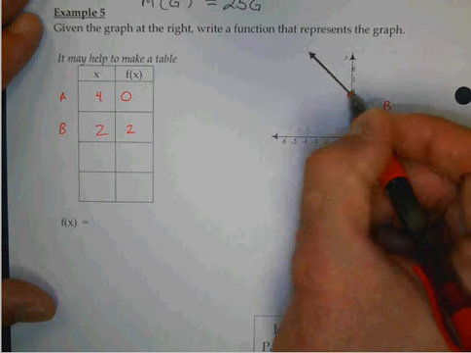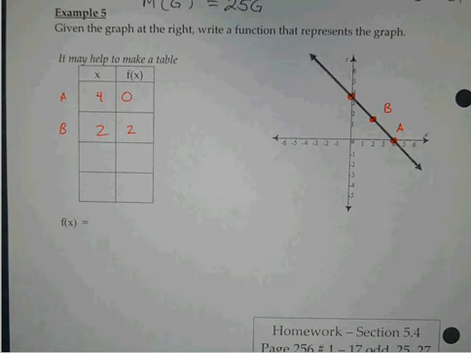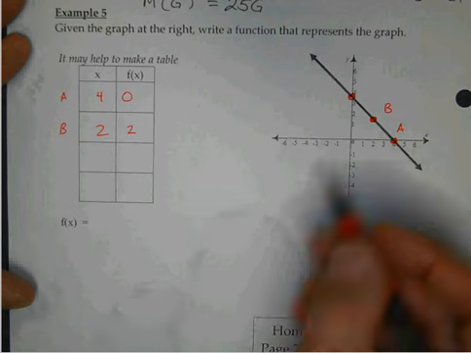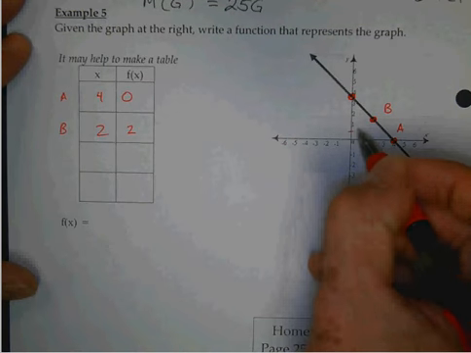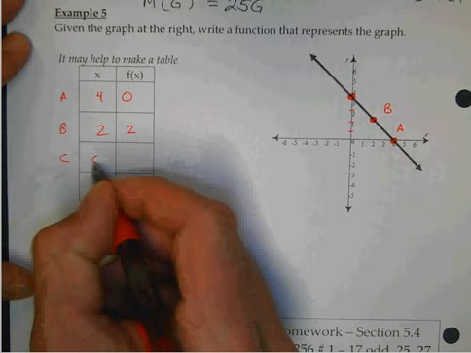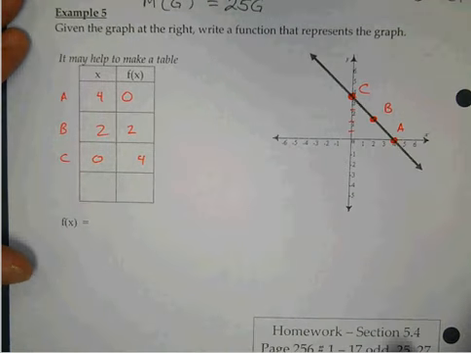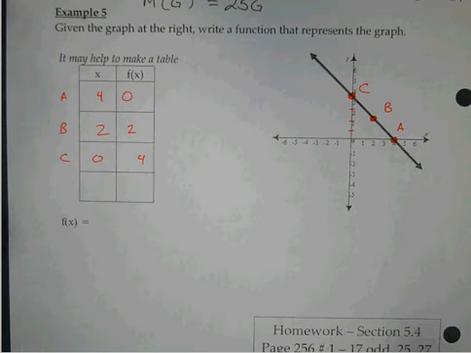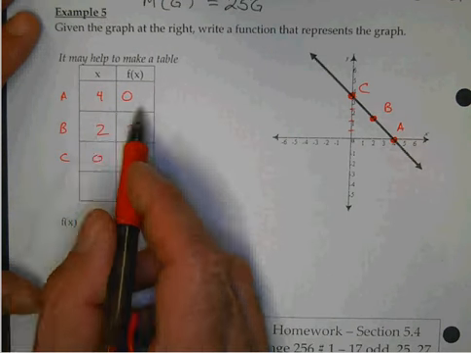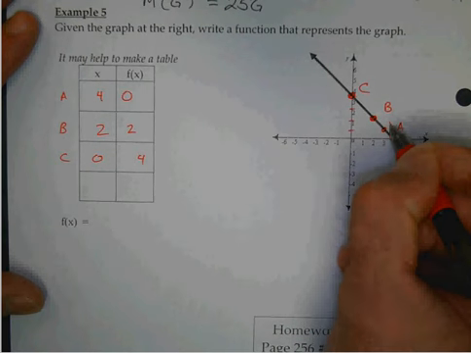What's this point up here? I count that 0. That's 1, 2, 3, 4. So 0, 4. Okay? So let's take a look. Do you see any relationship between 4, 0, 2, 2, and 0, 4? That's the point 3, 1.